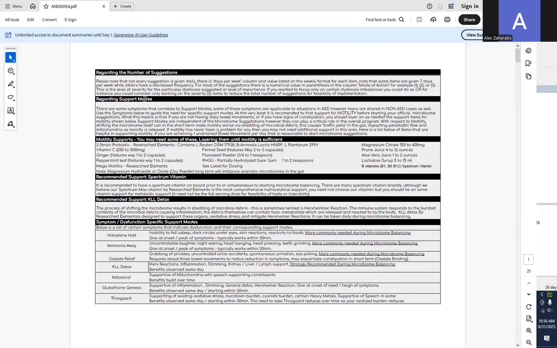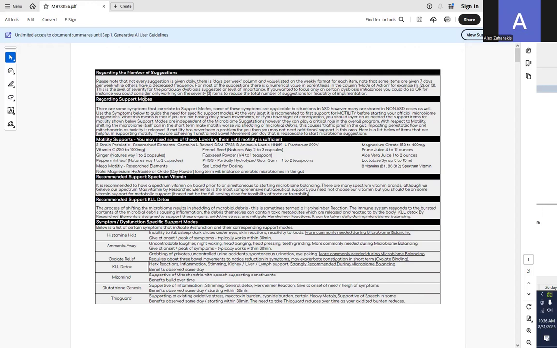There's another blurb there about a recommended support vitamin. We talked a little bit about that. That makes sense because it helps in multiple things, potentially motility and just compensating for the upregulation in need of vitamins as you increase detoxification.